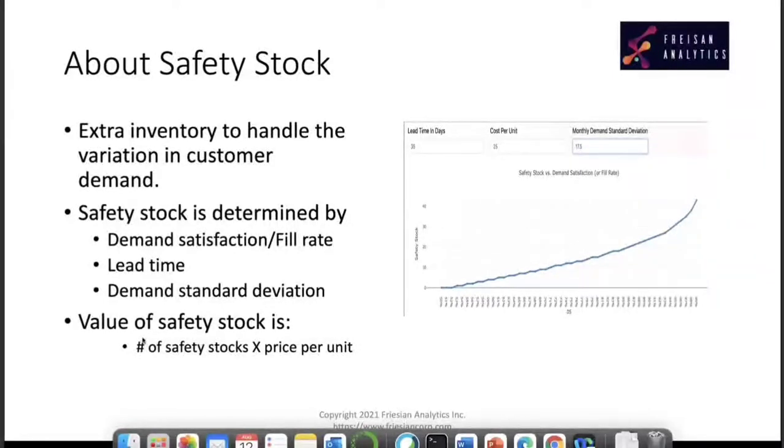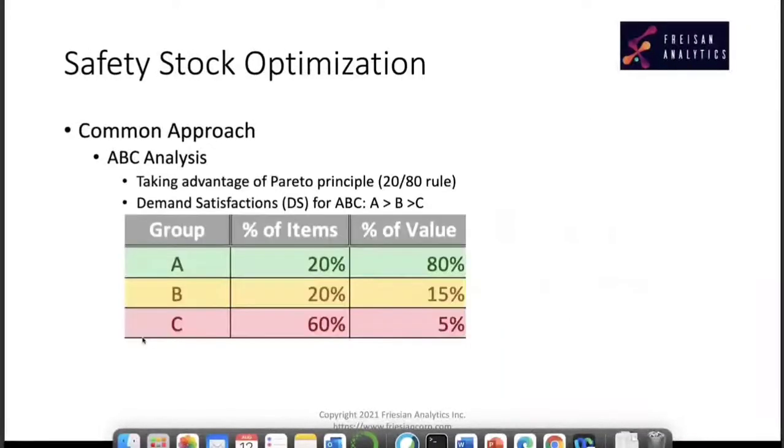How do we determine the DS to optimize the whole inventory? There are 3 commonly used approaches. The first approach is ABC analysis. This takes advantage of the 20/80 rule. This rule surprisingly works well for many businesses. Usually, we have only 20% of items that account for 80% of the value, and we put them in group A, and we think we should assign a high DS for group A.